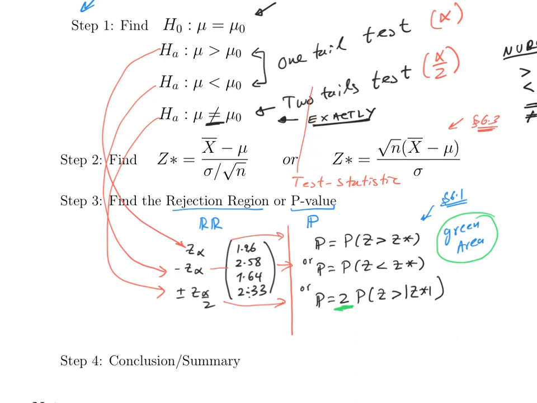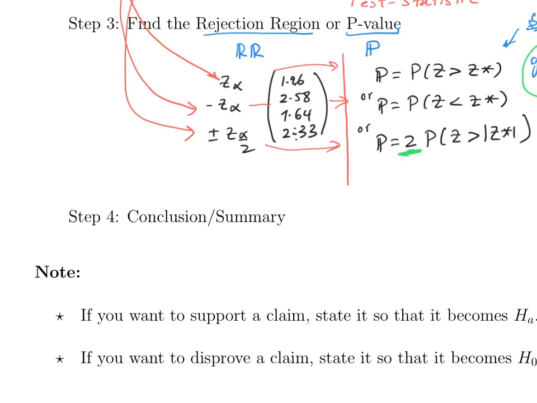Now the last step is where you have to do the conclusion and the summary. You will have 2 conclusions all the time. You either reject HO, or the other conclusion is fail to reject HO, which from now on I'm just going to write FTR, fail to reject. Now, this is very important because this is the whole point of the problem, that you reject, fail to reject, and then you have to explain.